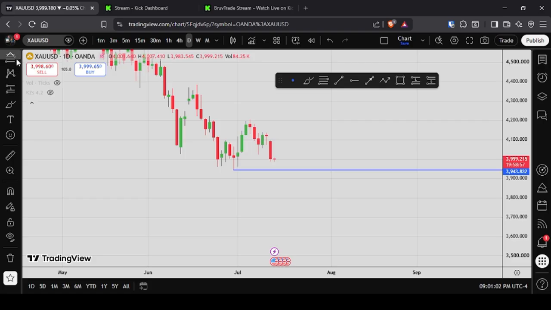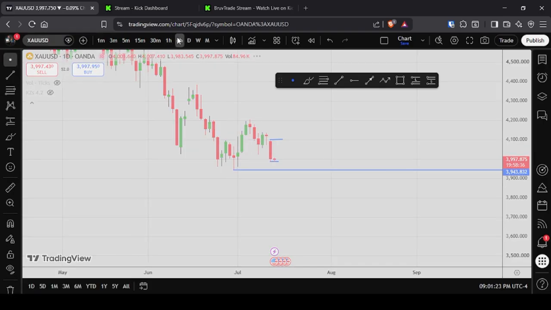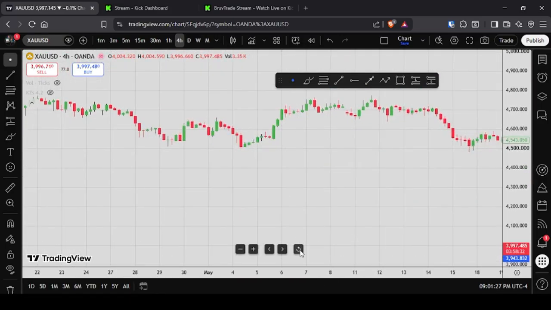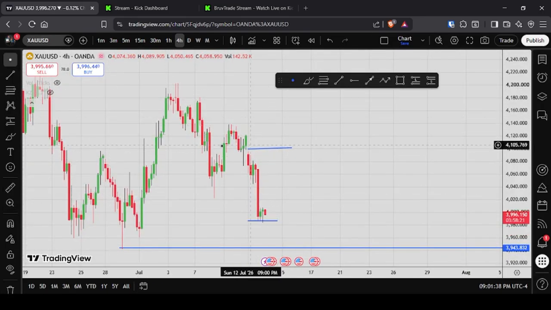Now, wait a minute. Let me mark the highs and lows. Let's go to the 4-hour time frame to better see the structure. As you can see, there was a gap up opening. Wait, yeah, here we are. I was watching the previous weeks. Yeah, there was a gap down opening here.